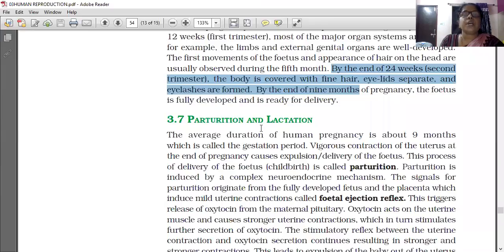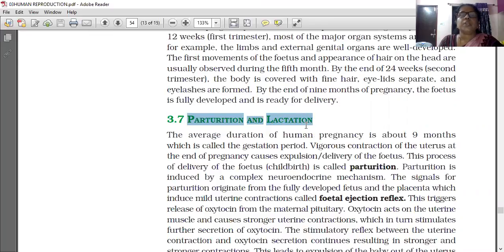Now we are going to the last topic, parturition and lactation. What we commonly call delivery is called parturition biologically. Childbirth is called parturition, and feeding of the baby is called lactation. These two are medical words. Parturition means childbirth, the delivery of the fetus.